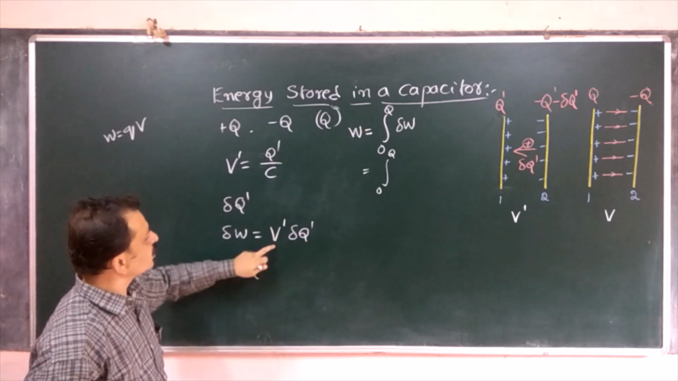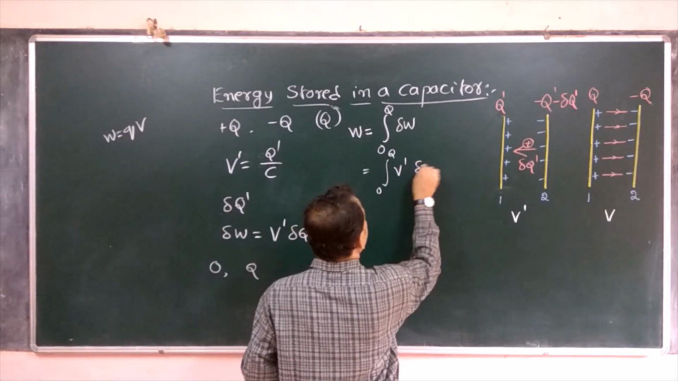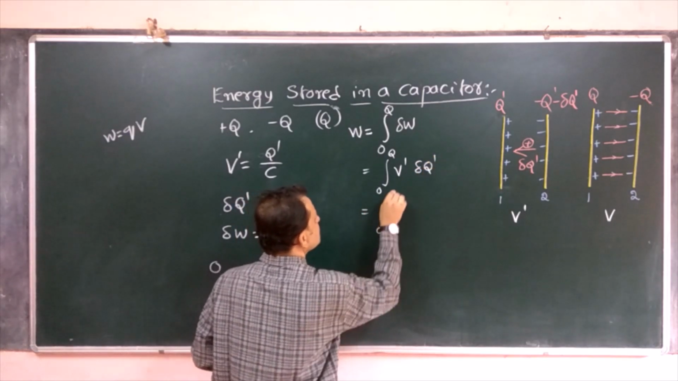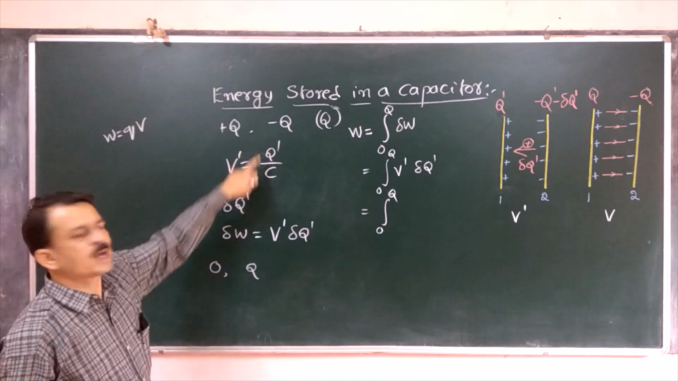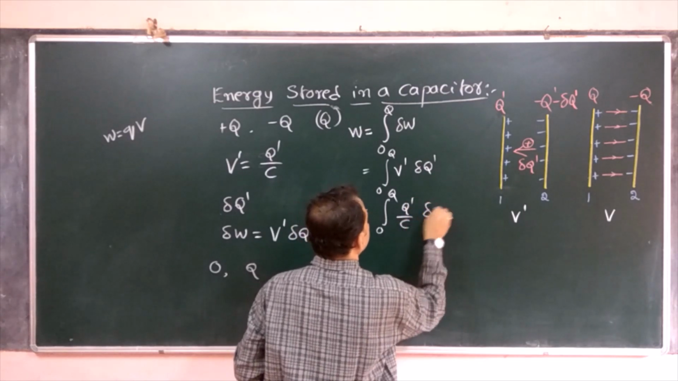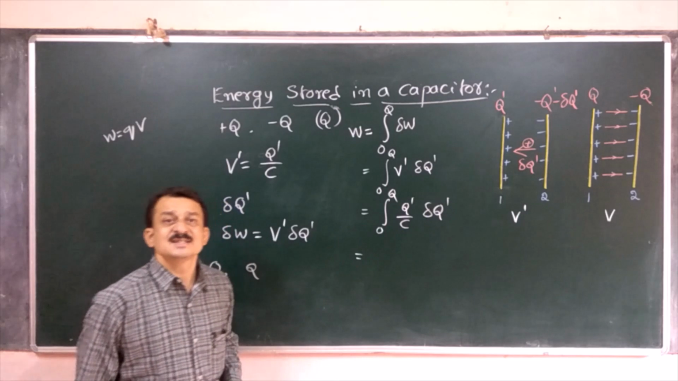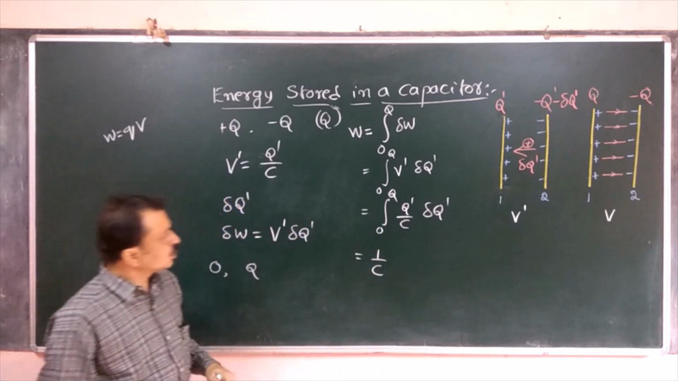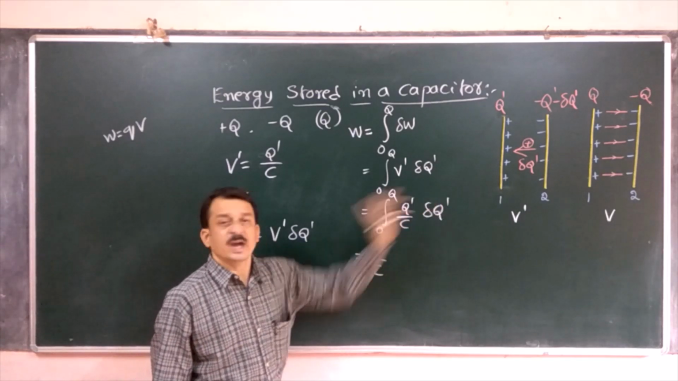Now we can substitute for V dash here. That is equal to the integral from 0 to Q. What is V dash? By the definition, it is Q dash divided by C, into delta Q dash. Now look here, capacitance is a constant. I will take it out. Now we are only left with the integration of Q dash with respect to delta Q dash.